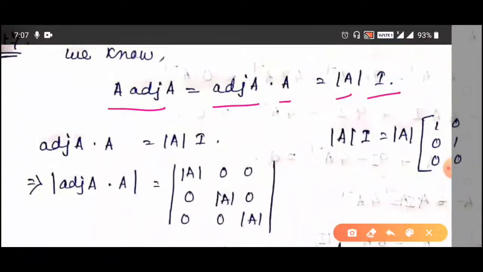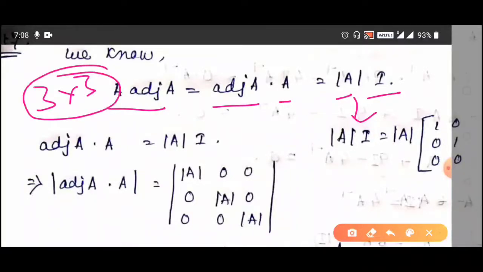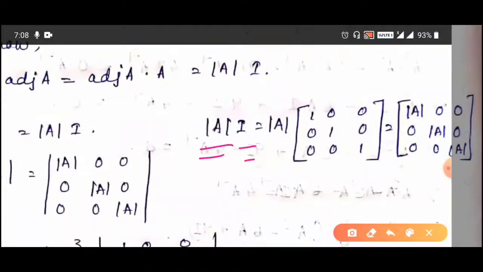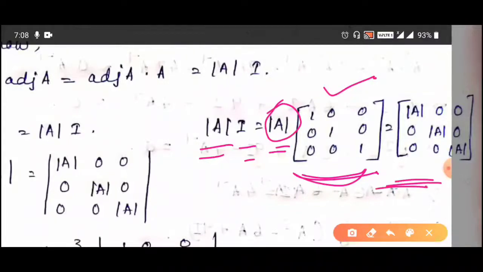Now here it is given A is a square matrix of order 3 by 3. Now first of all we will find determinant A into I. Since A is a square matrix of order 3 by 3, we will consider I as a 3 by 3 matrix. So determinant A into I will be determinant A into this matrix. So every element of this matrix will be multiplied by determinant of A. So it will become like this.